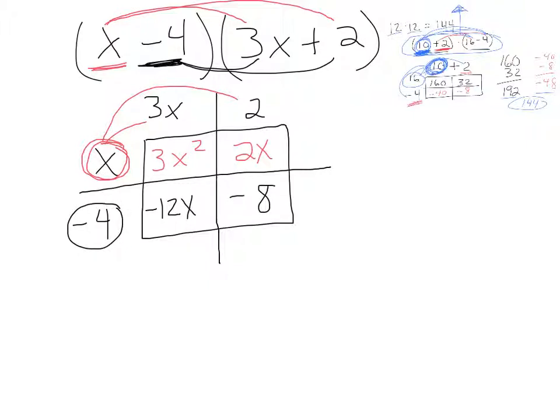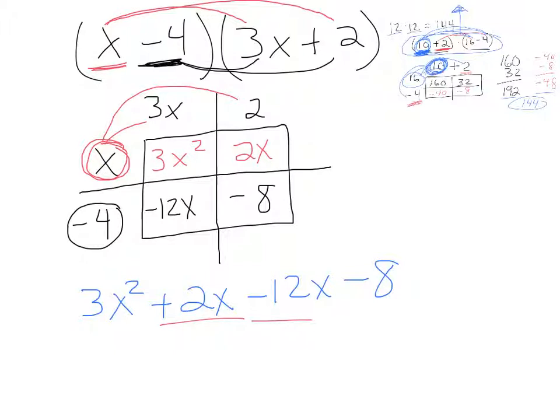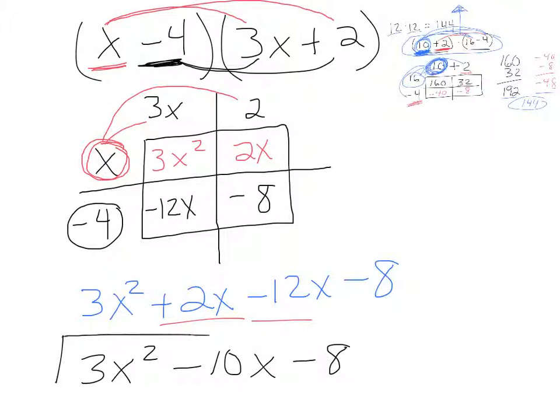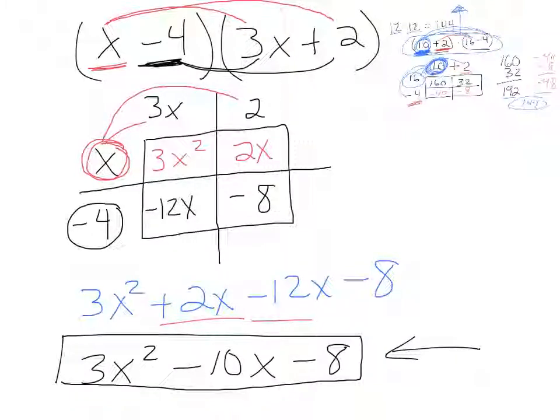You still have to be conscious if there's any like terms, because what we have right now, here's the first idea we came up with, the second, then we have this negative 12x, then we have this negative 8. But you noticed like terms here. So the result, when combining like terms, is this here. So the product of the two binomials at the top is simply this. Fun stuff.